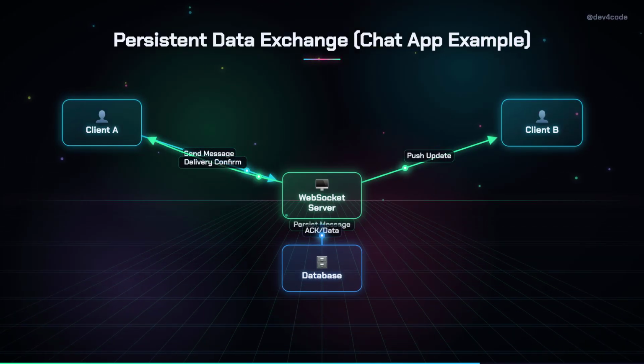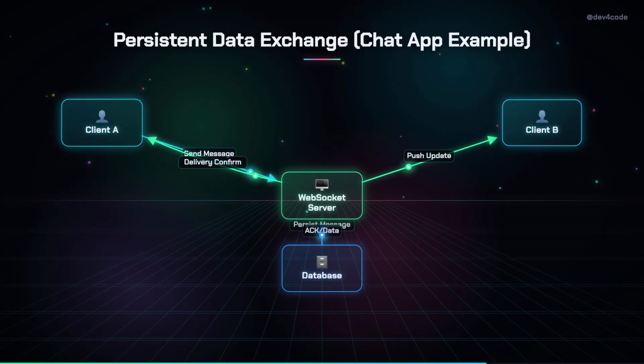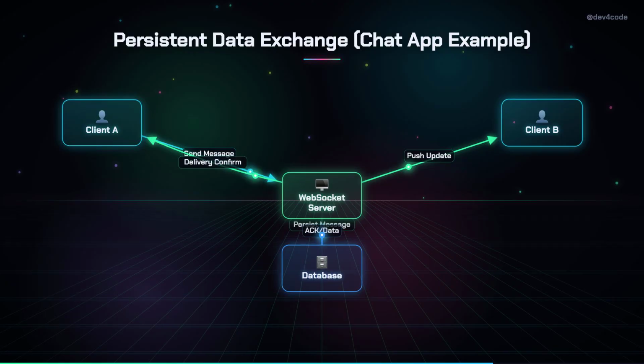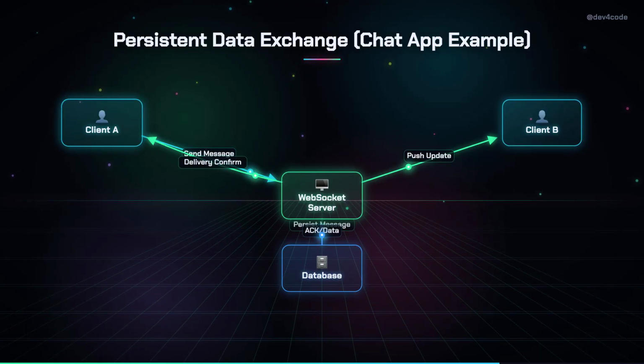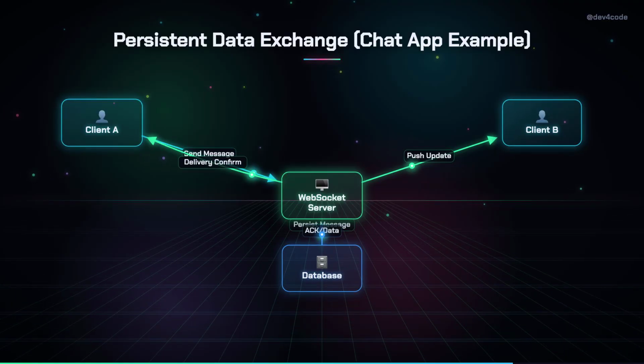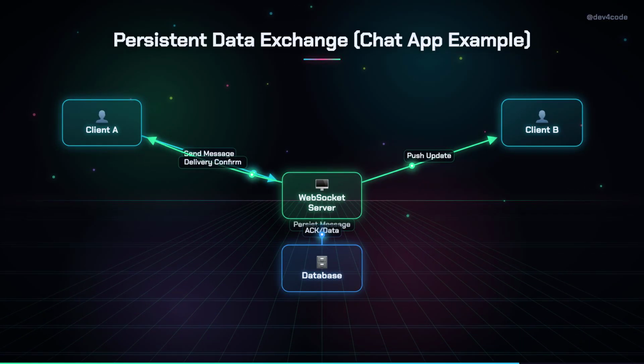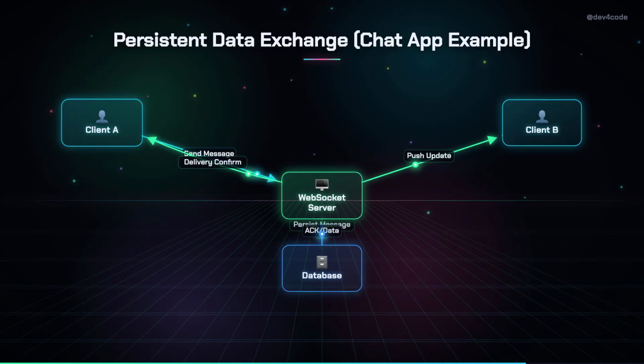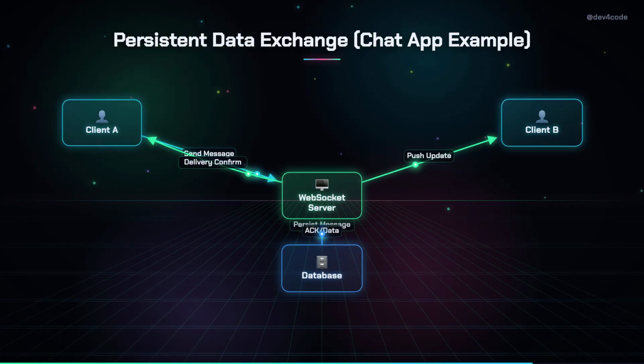When client A sends a message, the WebSocket server receives it, potentially persists it to a database, and then immediately pushes that update to all other subscribed clients, like client B, without them needing to request it. This reactive, server-initiated push is what makes real-time possible.